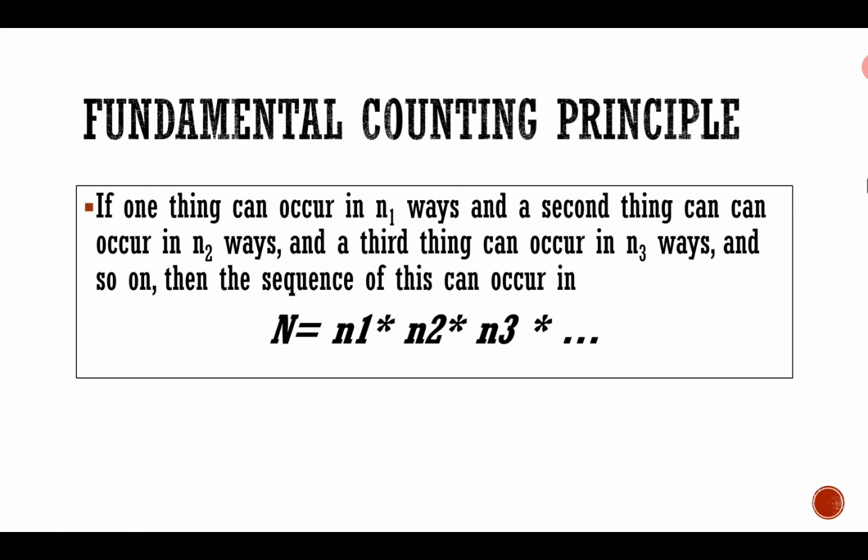So this is the fundamental principle of counting or fundamental counting principle. So if one thing can occur in n sub 1 ways, and the second thing can occur in n sub 2 ways, and the third thing can occur in n sub 3 ways, and so on, then the sequence of this can occur in n is equals to n sub 1 times n sub 2 times n sub 3. Just multiply the possible number of events per or possible outcomes per event. Okay? So yun yung pinaka-possible na formula na pwede natin magamit sa iba't ibang mga problems dito.